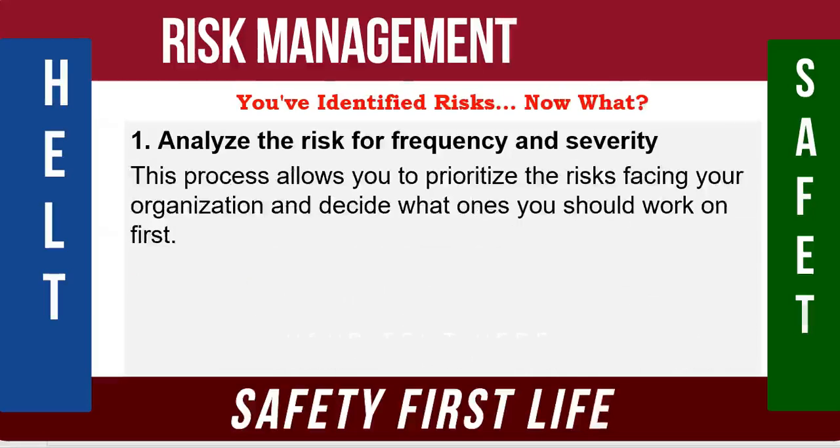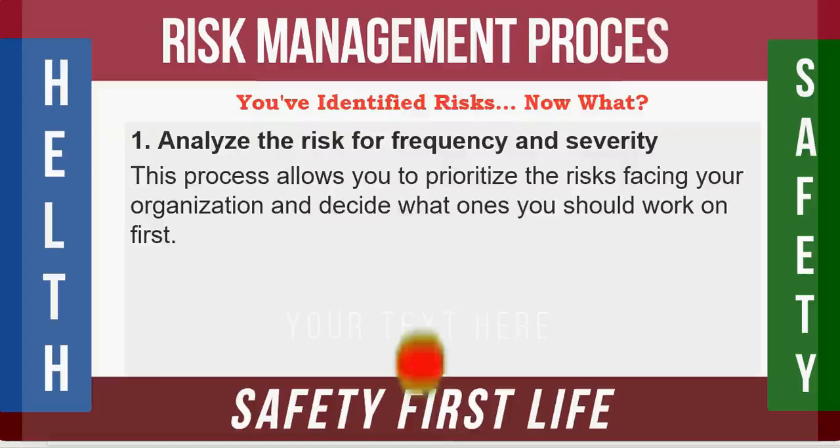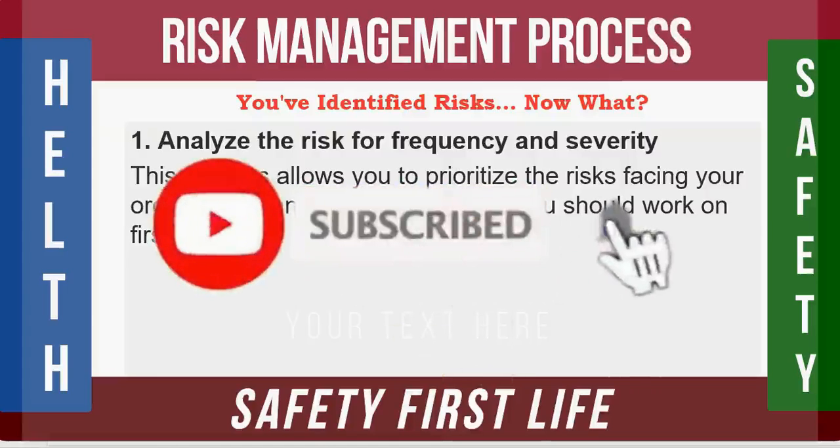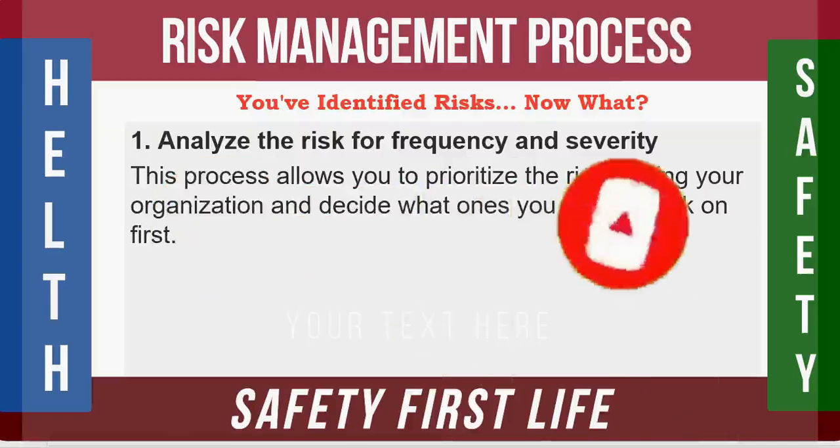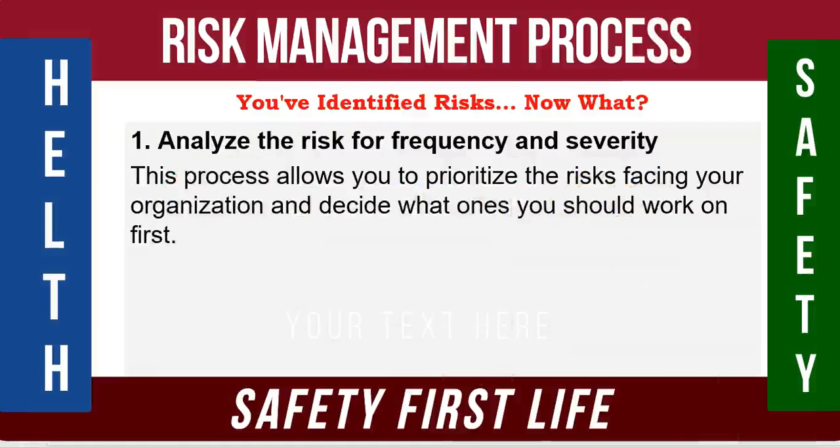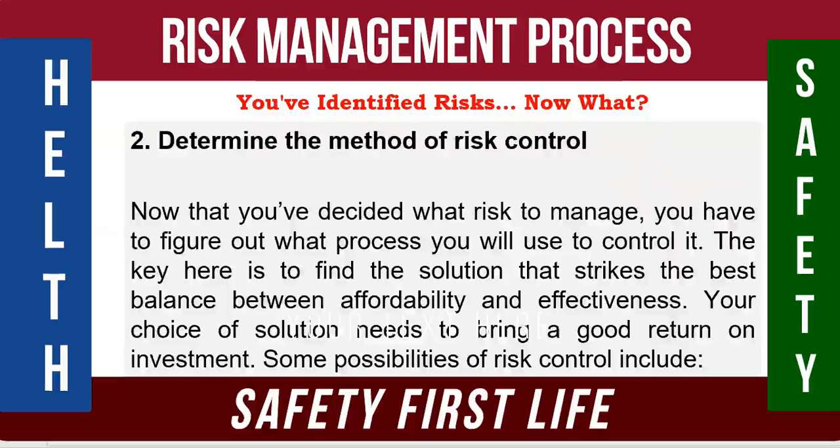This process allows you to prioritize the risks facing your organization and decide which ones you should work on first. And this is not possible unless you know the frequency and the severity of the risk. And this is step number 1 in the risk management process: to analyze the risk for frequency and severity. Let us discuss now step number 2. Determine the method of risk control.